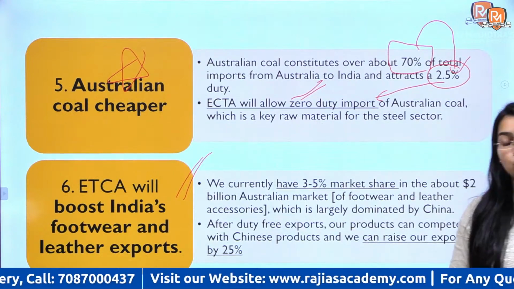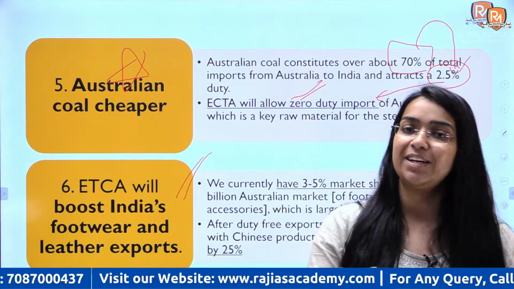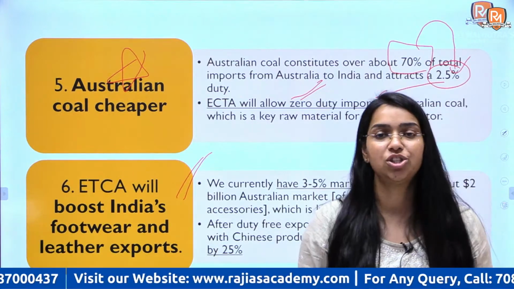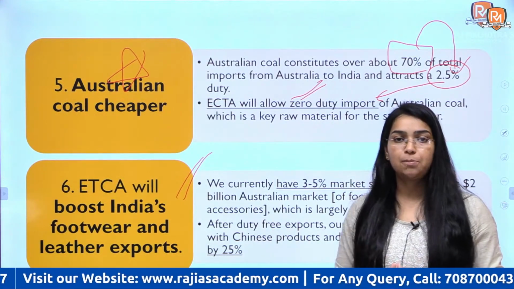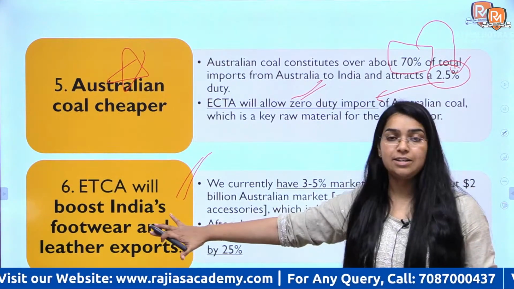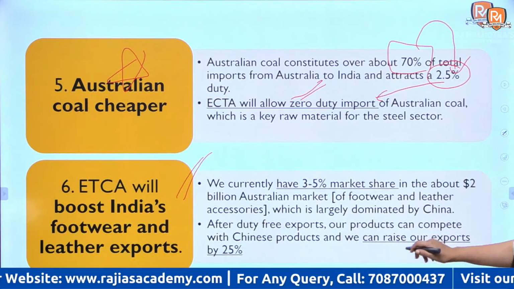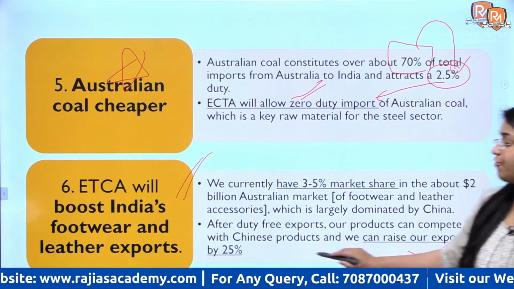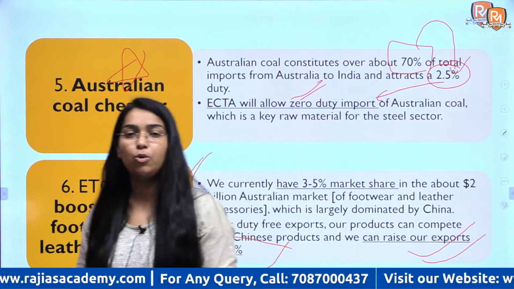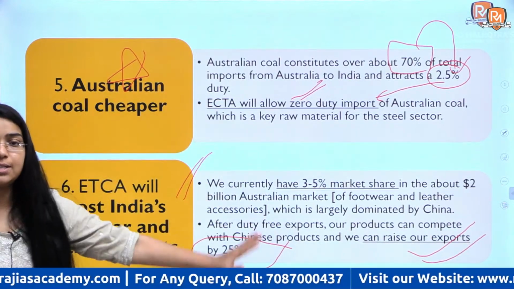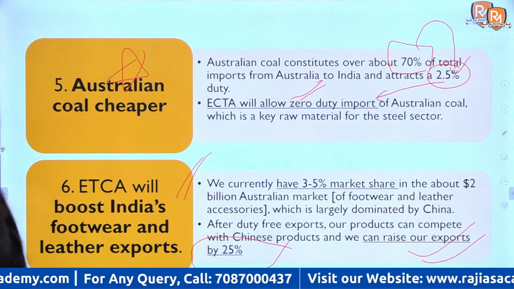India, shoes and all those footwears that India sells to Australia, they constitute just 3 or 5% of the Australian market. Rest is captured by China. But after this ECTA and the provisions of this ECTA, India will be able to raise its exports to almost 25%. Over the years, gradually, because of the tax benefits that now it will get, it will be able to increase the amount of exports that it does in footwear and leather industry, ठीक है.